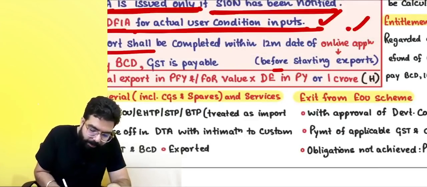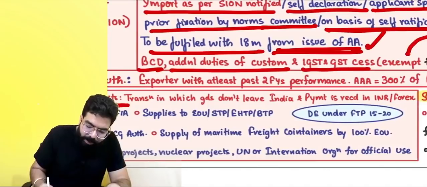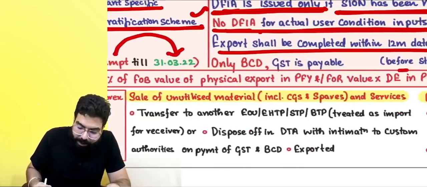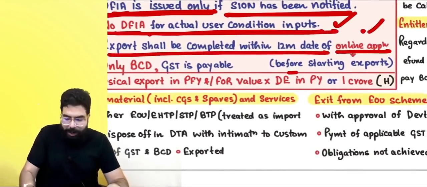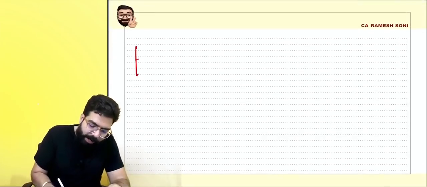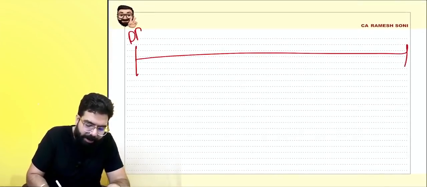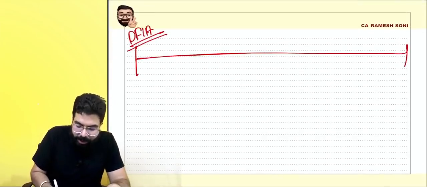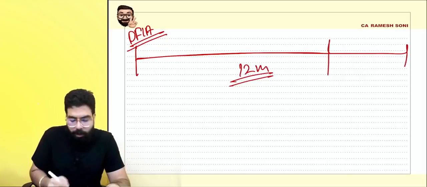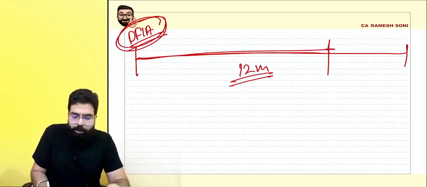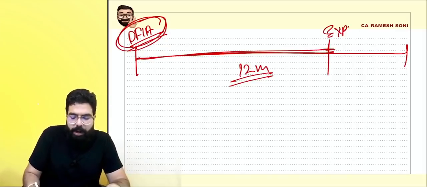Sir, within how much time should I go ahead and complete the export? 12 months. Here, in advance authorization, 18 months of time was given. And here, 12 months is from what date? 12 months is from the date of online application. You went online and gave an online application for DFIA to the government, and you should go ahead and export within 12 months. From the date of online application, you should export within how much time, sir?